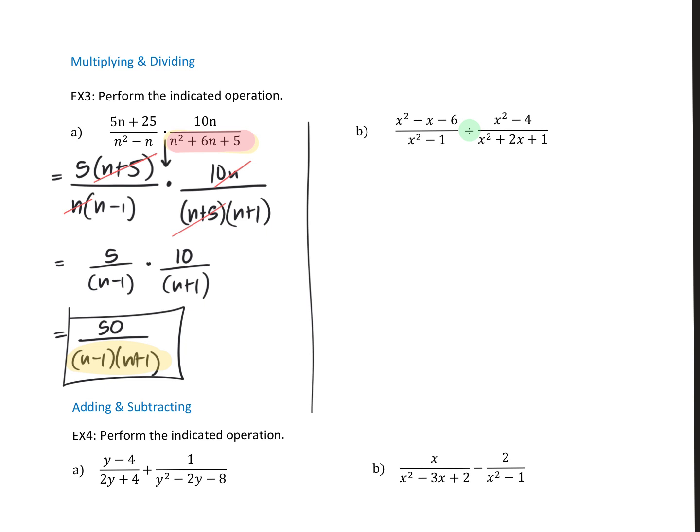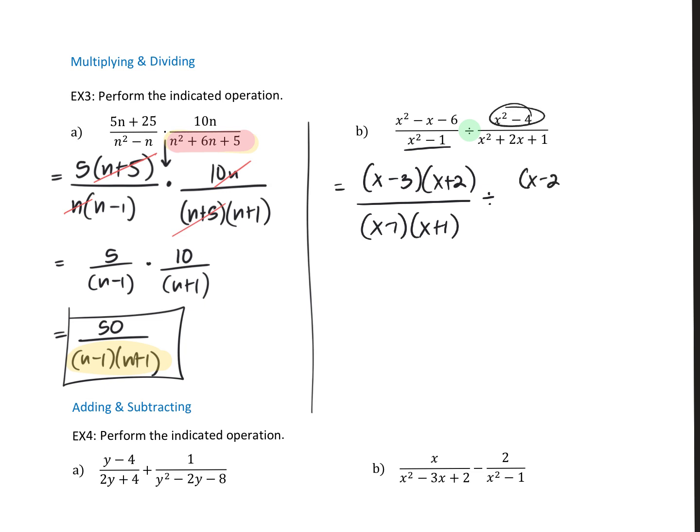Okay, so let's see. In the top, can we factor that? We can. That's going to be x minus 3 times x plus 2. And in the bottom, that's a difference of 2 squares, so it'll be x minus 1 times x plus 1. Divided by, that is also a difference of squares, so x minus 2 times x plus 2, divided by, and how do we factor that? Ooh, that's a perfect square trinomial, x plus 1 times x plus 1.